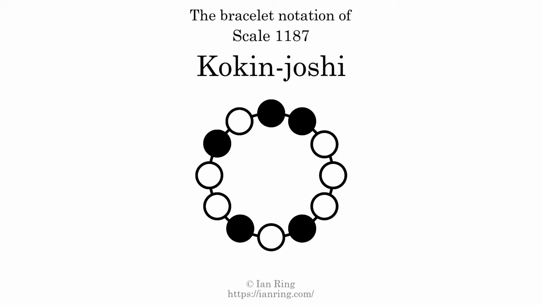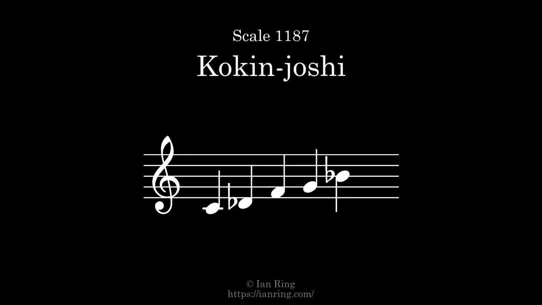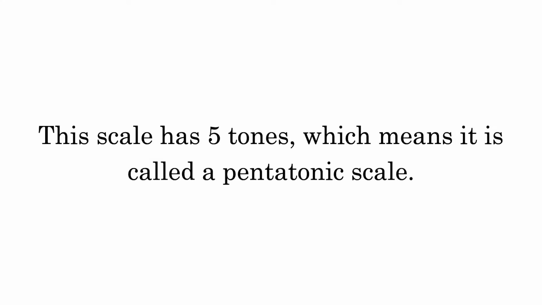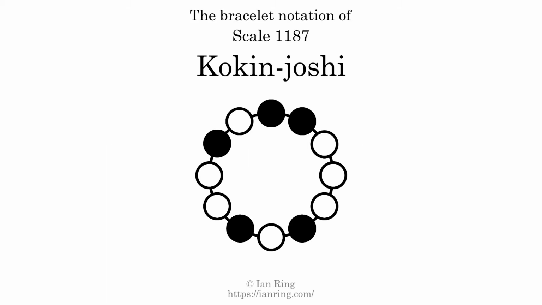1187, Kokin-joshi, which sounds like this. This scale has 5 tones, which means it is called a pentatonic scale. This is a bracelet notation diagram of scale 1187. The shaded circles represent tones that appear in the scale, and they are read clockwise, starting at the top.